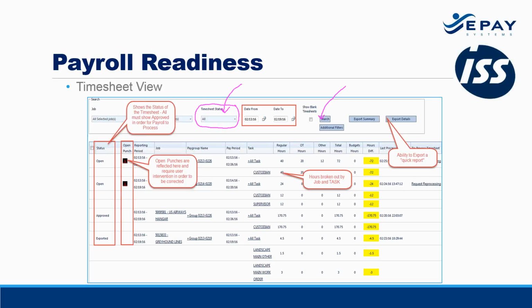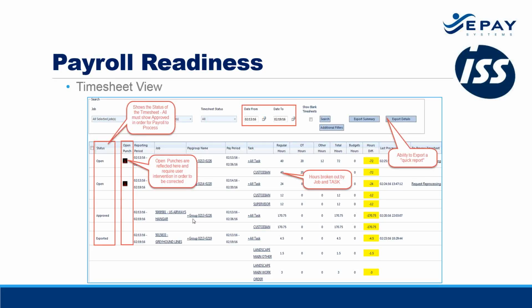So this way you can filter out and only look at those open status timesheets. That's one thing you can do to assist you. Once again, if anything is still in open status, this is showing from a job level. That's letting you know that that particular job still has some open items.